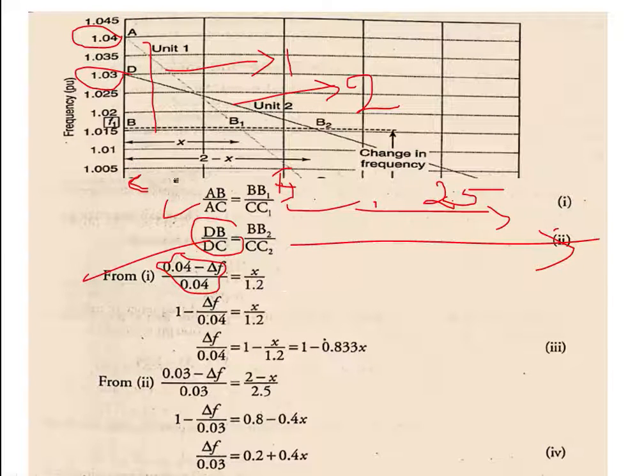That is equal to BB1, which is x, divided by CC2. CC2 means here, we will get 1.2.